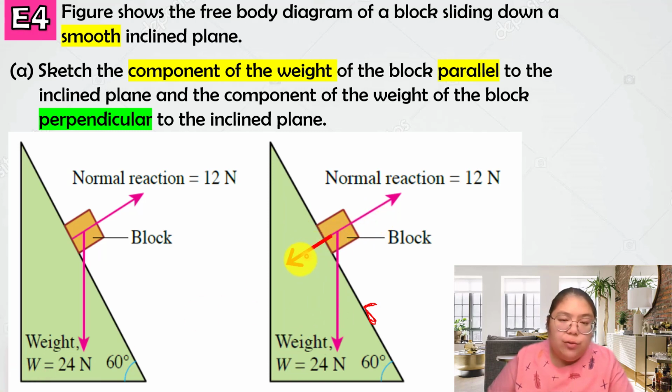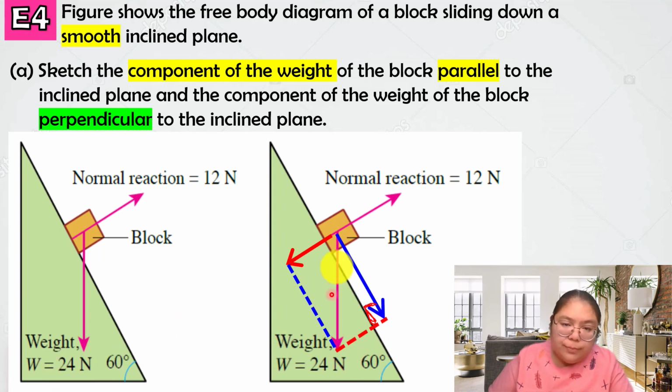First one I draw, this one is perpendicular to the inclined plane. It goes downwards because here is the starting point, so I go downwards. Another one should be parallel with the inclined plane. I draw here because I want to create a triangle. If you don't want to draw here, actually you can draw this part. This one is the component that's parallel with the inclined plane.